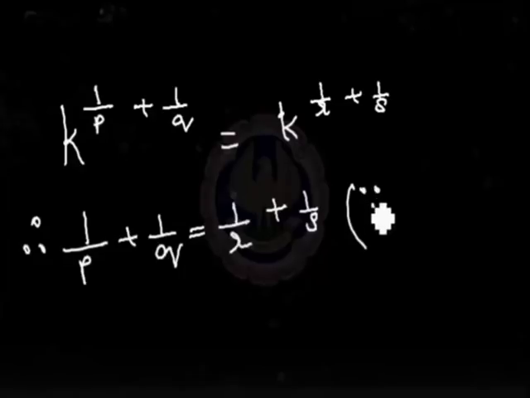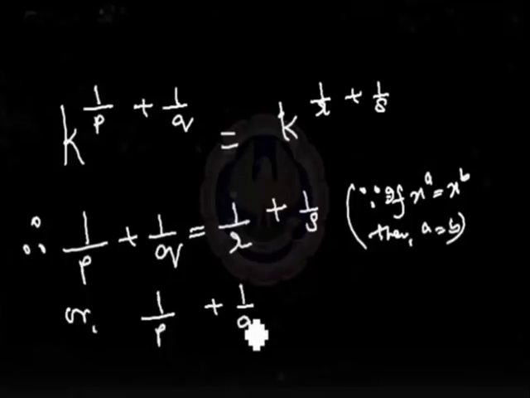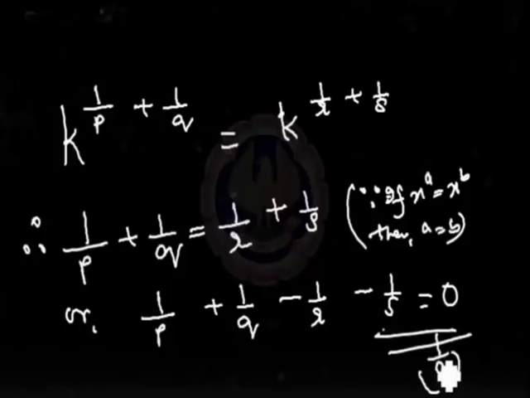Correct? Okay, I'll write. Since if x to the power a is equal to x to the power b, then a is equal to b. Agreed? We'll just bring this into a simplified form: 1 by p plus 1 by q minus 1 by r minus 1 by s is equal to 0. The question told us to find out the value of 1 by p plus 1 by q minus 1 by r minus 1 by s. And that is what we found out, which comes to 0, and that is option C. So the answer stands as 0, option C.